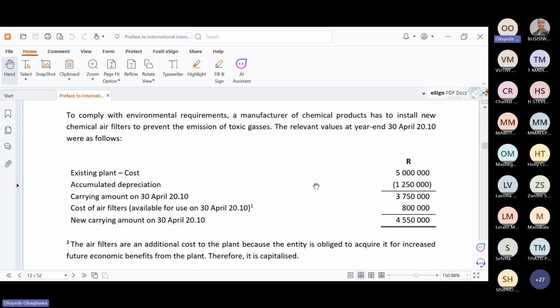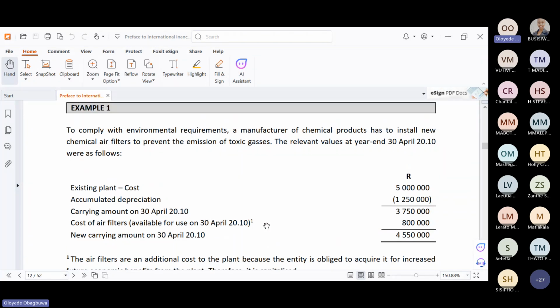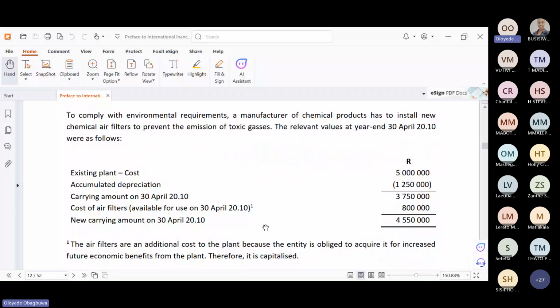Then the carrying amount on 30th April 2010 is 3,750. Then the cost of the air filter, which is available for use on 30th April, so just like an addition, is 800. The net carrying value on 30th April is 4,550. The air filter is an additional cost to the plant because the entity is obliged to acquire it for increased future economic benefit from the plant. Therefore, it is capitalized. Okay, let me just explain what this example is trying to show us.